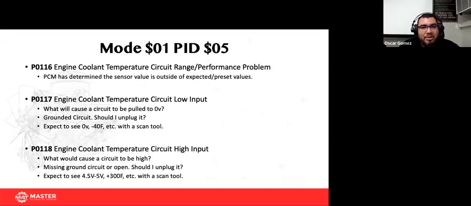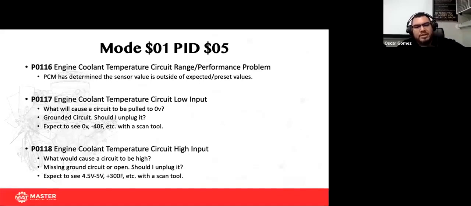Okay, you got to remember, computers are smart. They're remembering certain operating parameters, right? So whenever that falls out of that particular range, that's when we're going to get a circuit range performance code. Okay, so it's telling you that it's outside of a normal operating range, or it's acting outside of what it's used to seeing. Okay, the next one would be a P0117 ECT circuit low input.